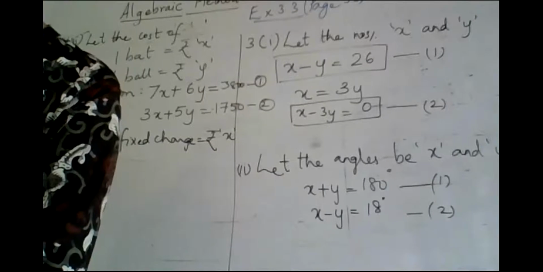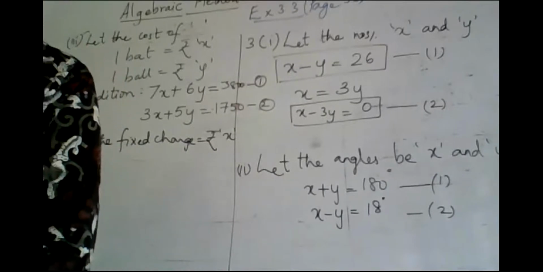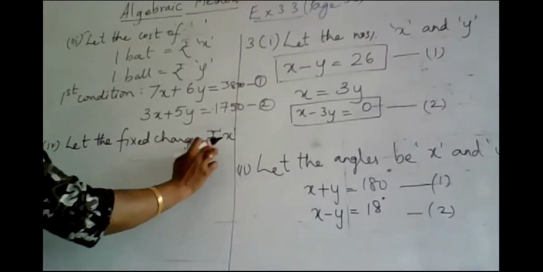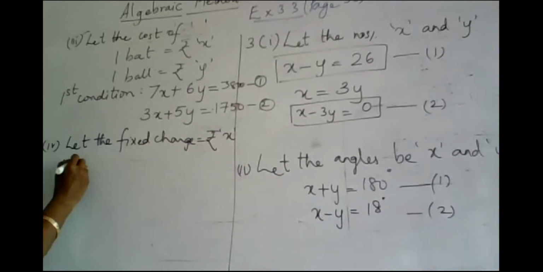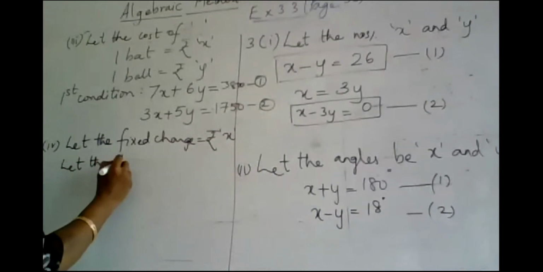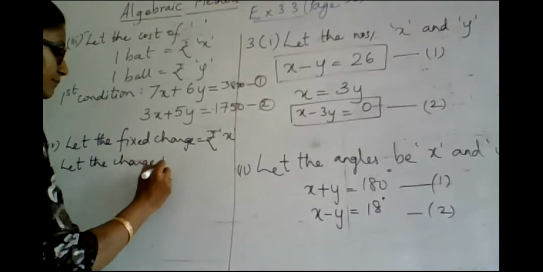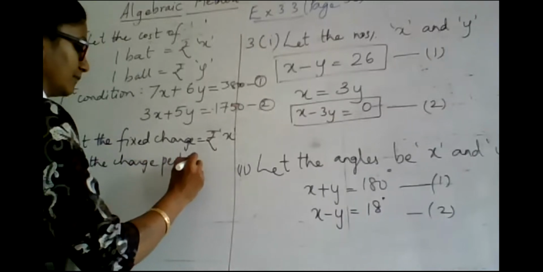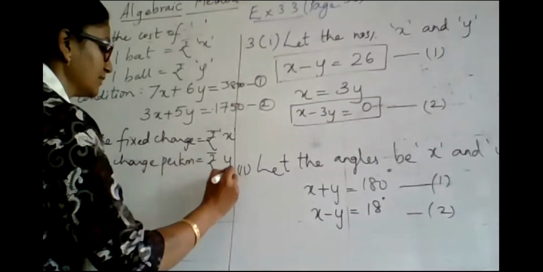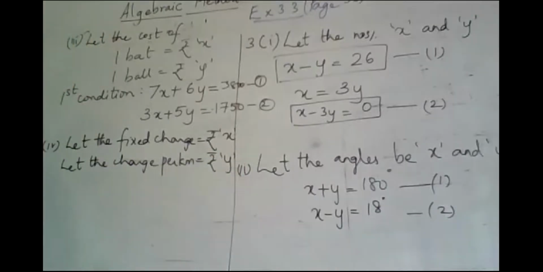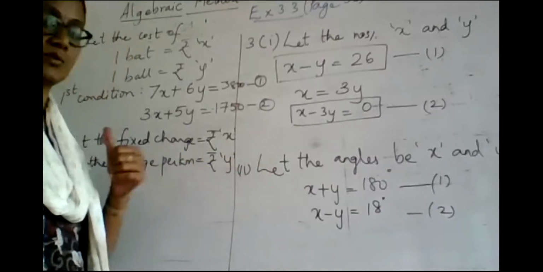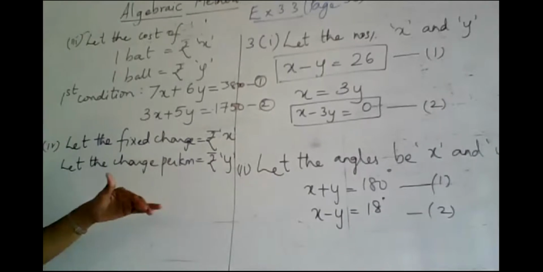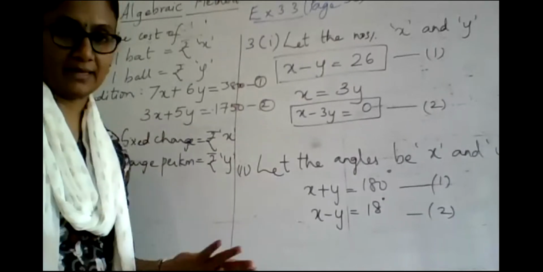What is that assumption that I will make? If my fixed charge is X, then let the charge per kilometer later on, that is after the fixed charge, for every kilometer I have to pay some money, be what I will assume as Y. Alright. Now I suppose I am traveling by that auto.